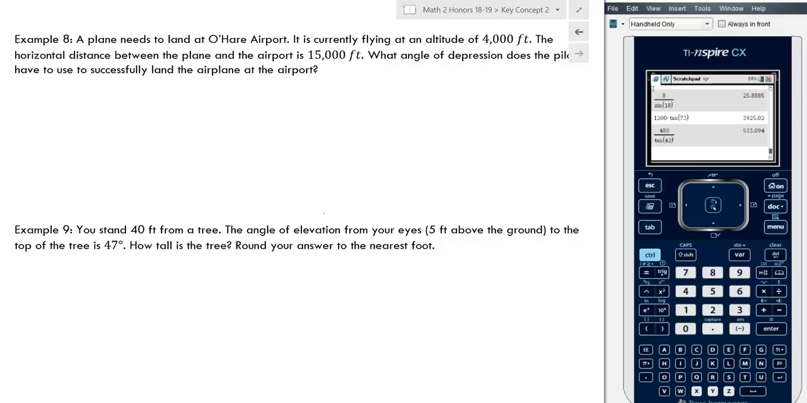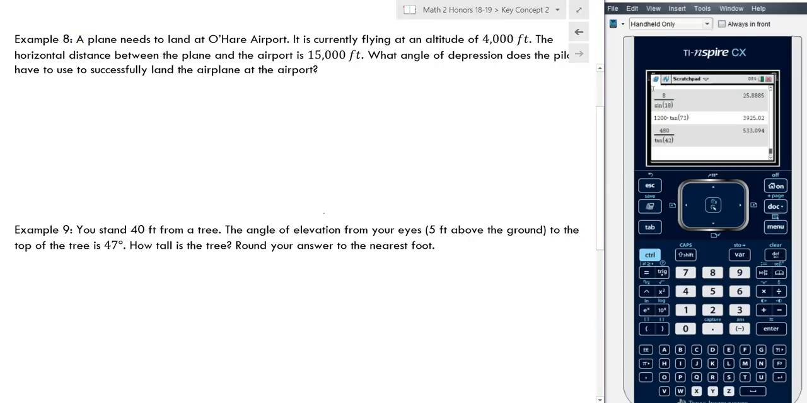Here, we're really just continuing on with what we did in our video over the weekend. We're just looking at more of 2C.3, solving these trigonometric equations. Example 8 is another angle of depression problem. I think those are the trickier of the two between depression and elevation, so we're going to practice one more of these.